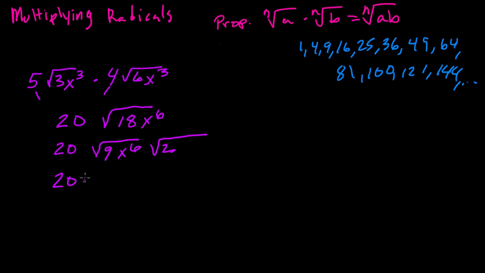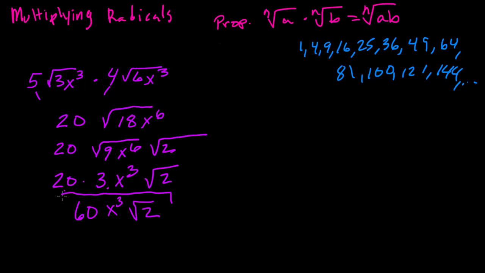Now we can take the square root of this part. So the square root of 9 is 3. Divide the exponents by 2, so that's going to give us x cubed. And this part we leave alone. Now we're going to take the number that came to the outside and multiply by the number that's already there. 20 times 3 is 60. So we write that: 60x cubed square root of 2. And that's it for that. We have our final answer.